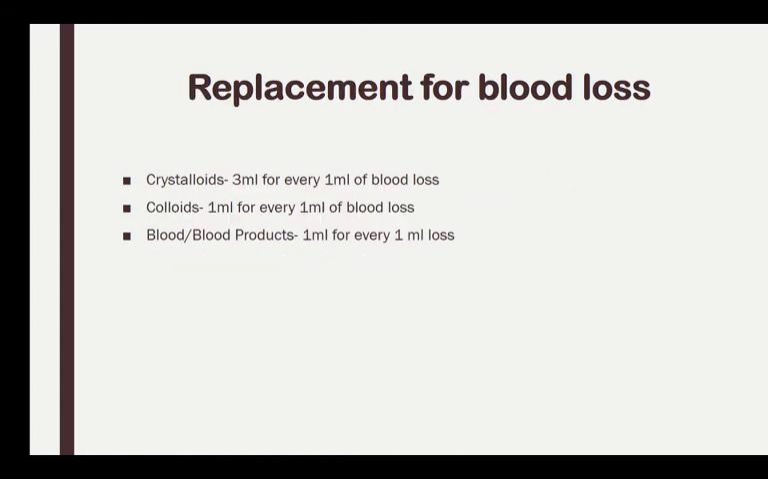For replacement of blood loss, crystalloids are 3-to-1, so 3 mL for every 1 mL of blood loss. Colloids are 1 mL for every 1 mL of blood loss. And blood products are 1 mL for 1 mL. And that's it for anesthesia fluids, that kind of thing. If you have any questions, let's talk about it.